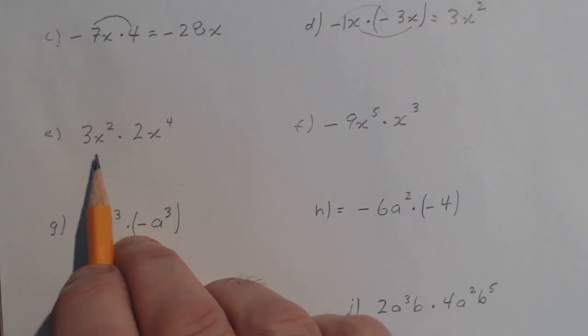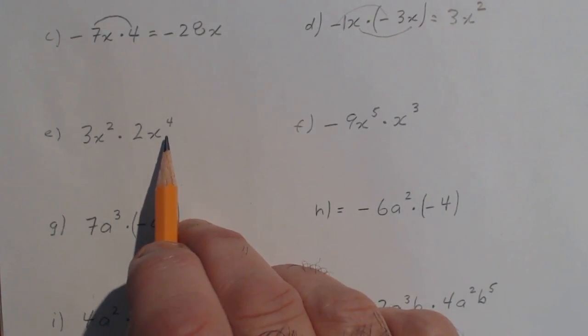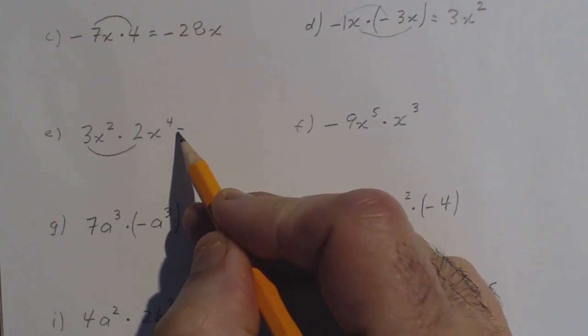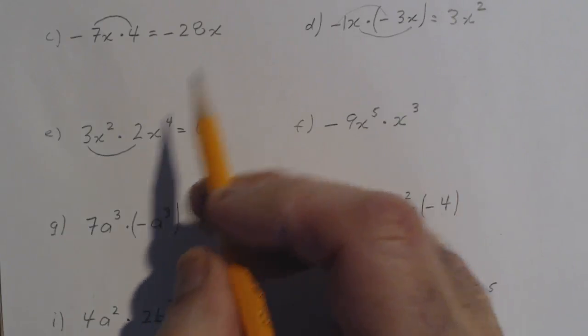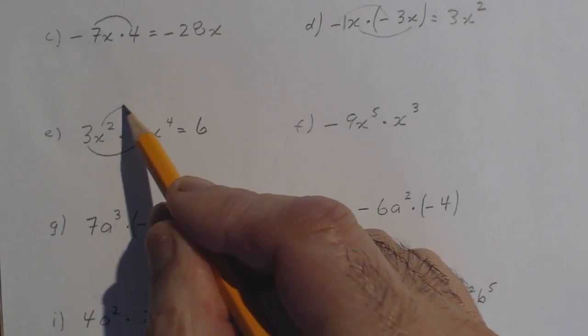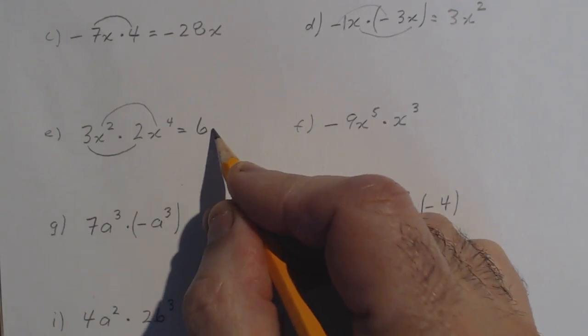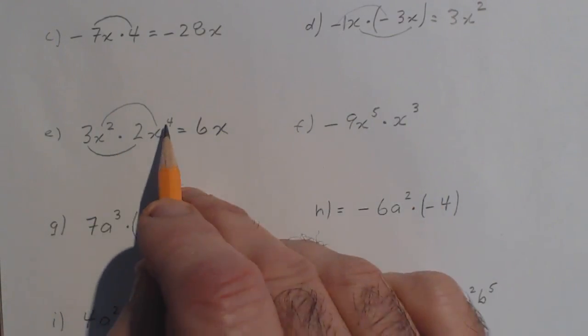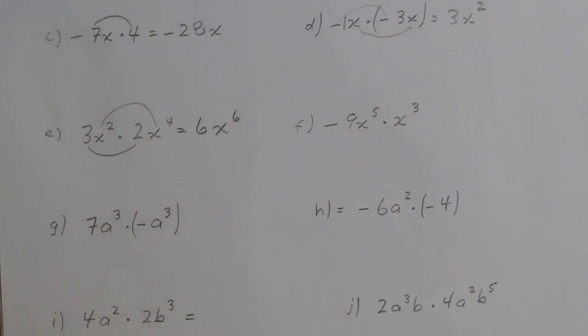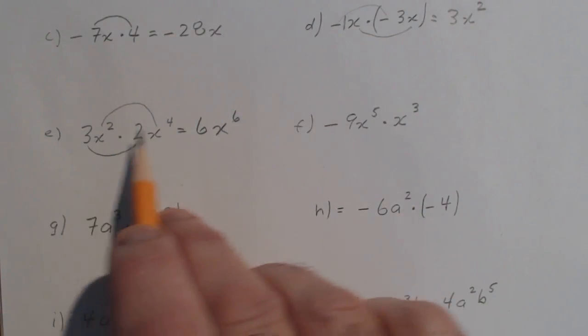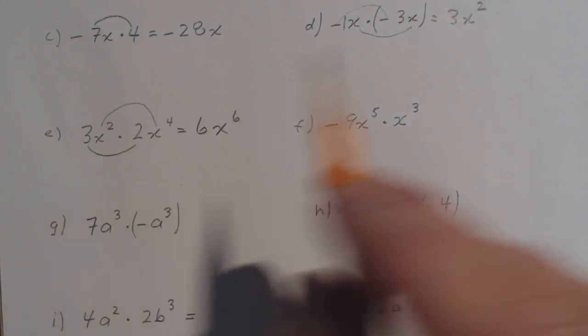Number E, 3x squared times 2x to the power of 4. So we multiply the two coefficients first. 3 times 2 is 6. Now we multiply the variables. x squared times x to the power of 4 will give x to the power of 2 plus 4, which gives x to the power of 6. So we add the exponents of the variables there.